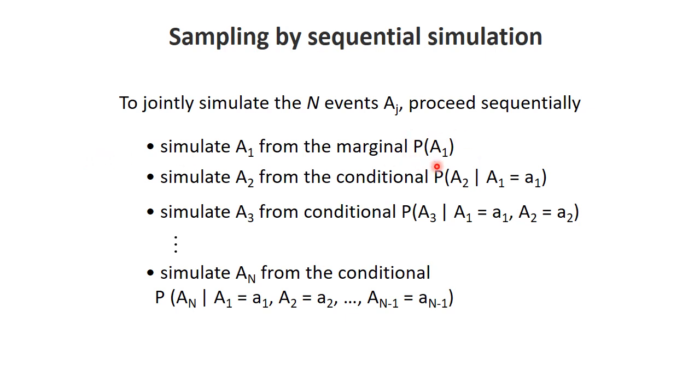So you simulate A1 from P of A1. Then once you have that value, so now we have a simulated value, you estimate the conditional distribution of A2 given A1, and you simulate from that. Now you have two values, A1 and A2. You calculate the conditional distribution of A3 given these two, and so on. And at the end, you simulate from this big one, and so you end up essentially having a simulation from that multivariate distribution.